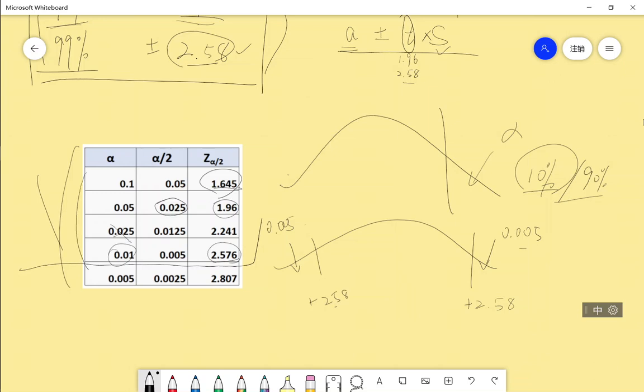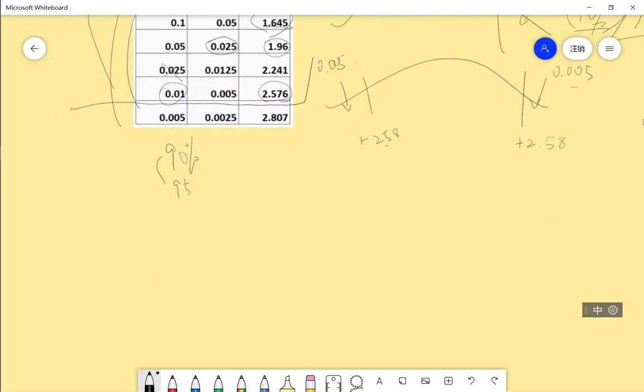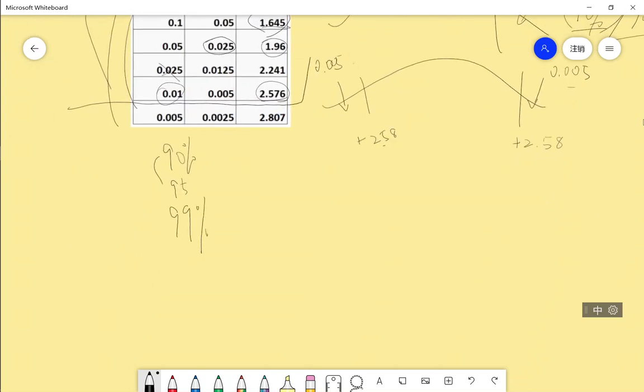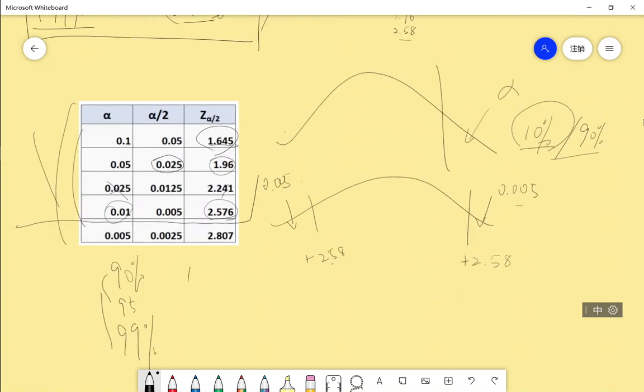I don't think this other number is significant enough. It's really unlikely you will encounter 0.025 as a confidence or a significance. Most of the time you're just dealing with 90%, 95%, or 99%. So on one tail, you are dealing with 1.65, 1.95, and 2.58. Okay, those are the three numbers you need to memorize.